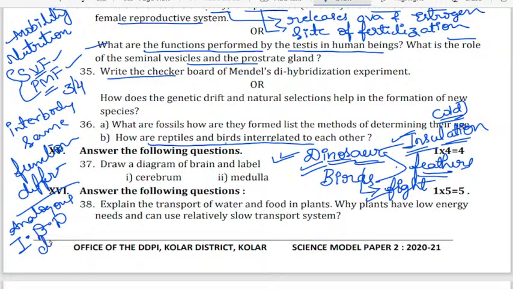In analogous, the internal body design will be different but the function will be the same. But here the functions are different. One is used for insulation purpose, one is used for flight purpose. That is nothing but it is considered to be homologous. Who said homologous? Yours is the right answer.